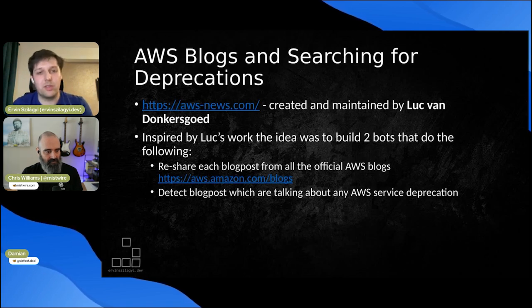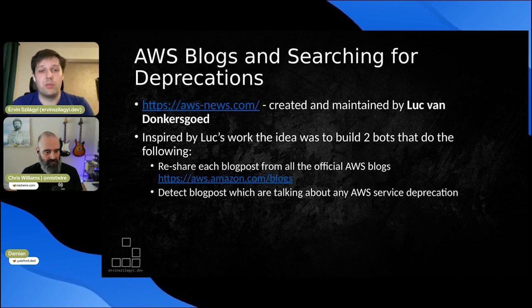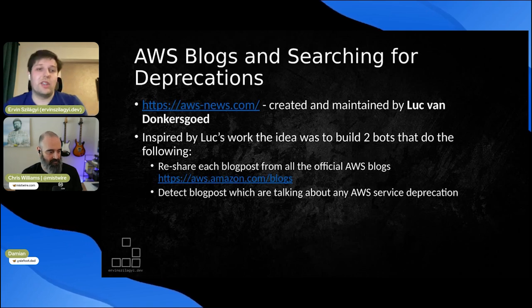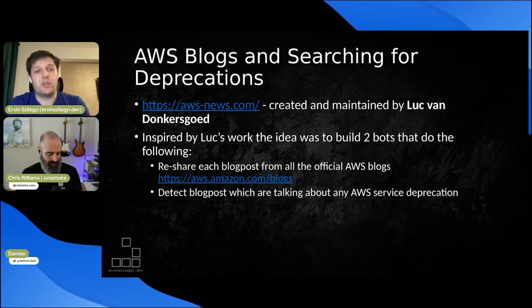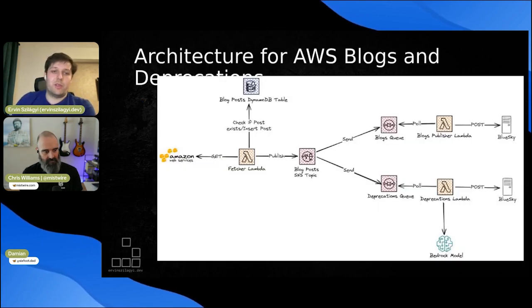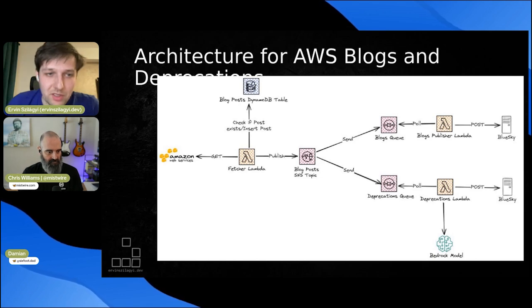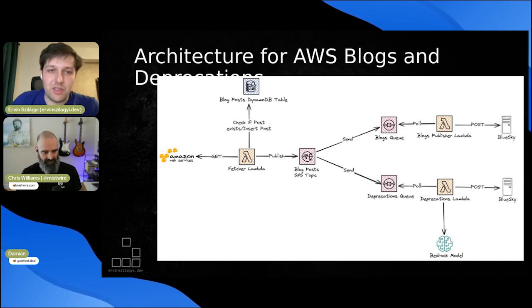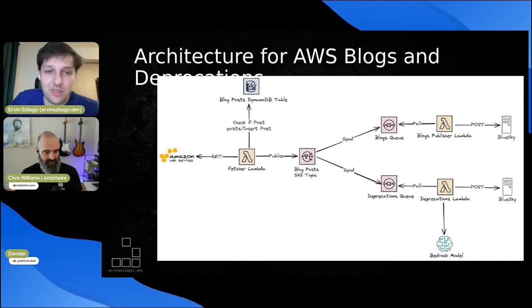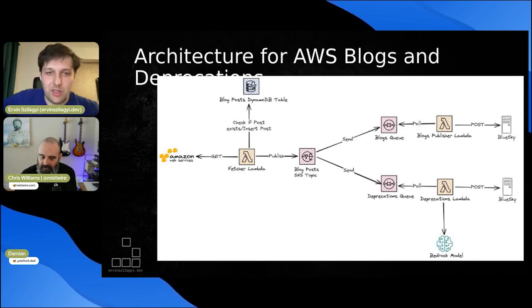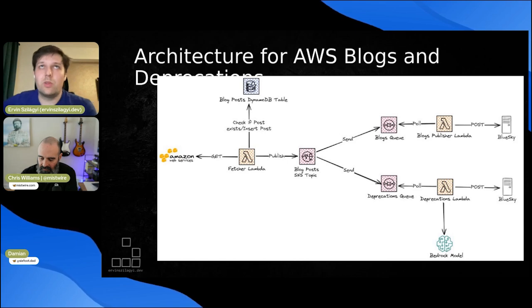So I wanted to create a bot which essentially reshares any blog post from AWS. And I also wanted to create another bot which detects if any blog post is talking about a certain service deprecation. It turns out that the image is covering the title, but nevertheless, we can see the architecture which I've used, and I went with an event-based architecture for these two bots.